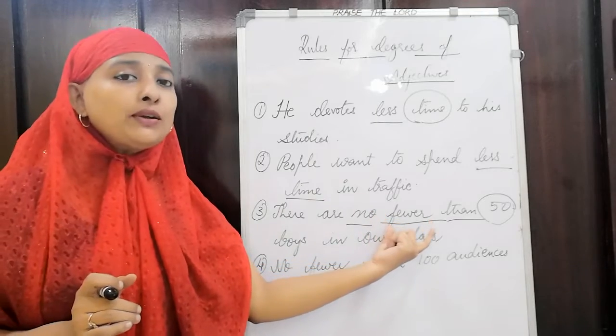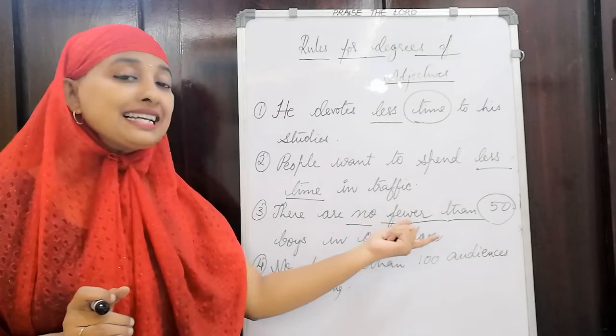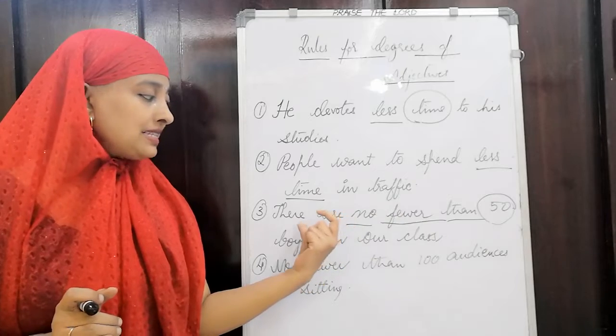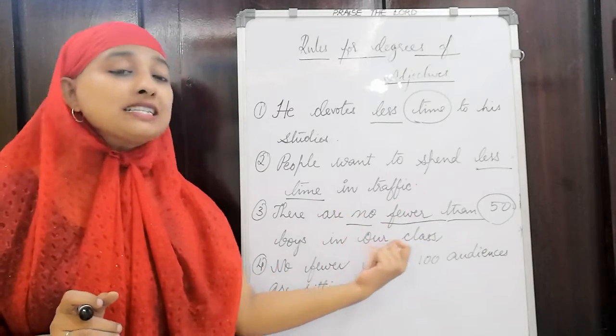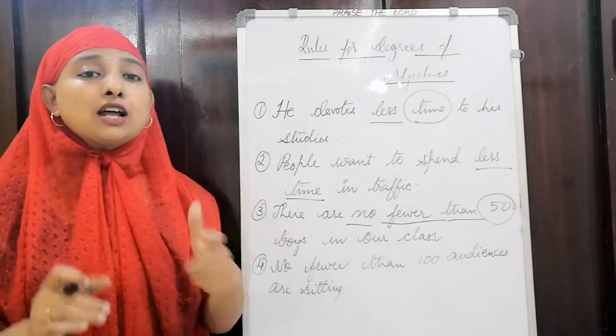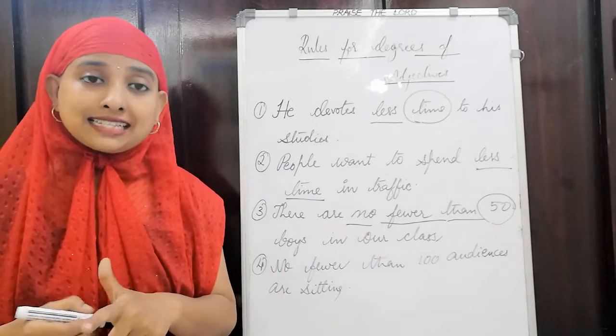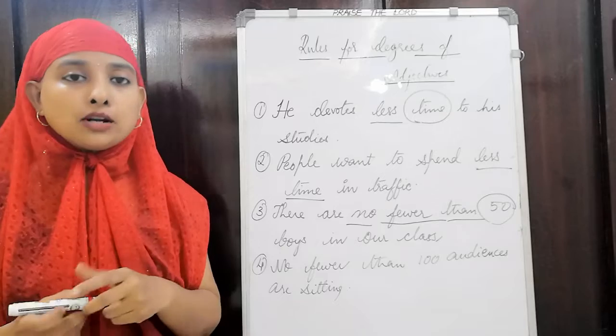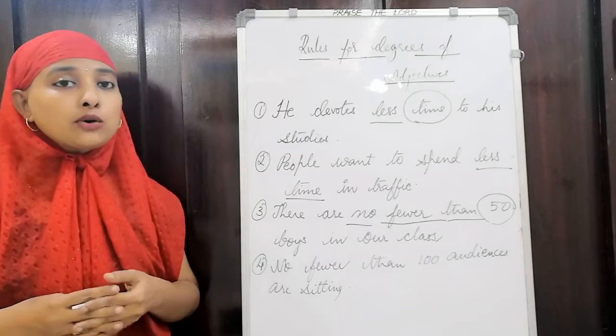So there we will be using fewer. We won't be using less. We won't say there are no less than 50 boys in our class. If someone is saying that, that is wrong. We should not use less with countable nouns. Less is not used along with countable nouns.